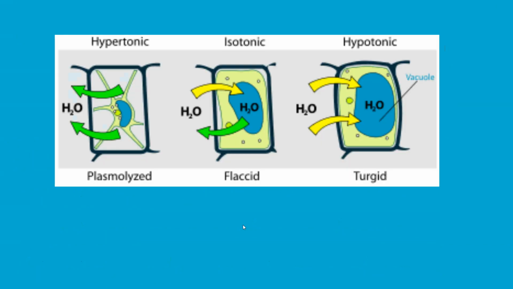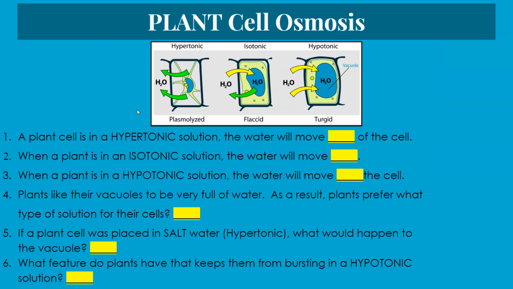Now, plant cells are a little different. Notice in this case, the plant cell seems to keep its shape the whole time because of the cell wall. The cell wall helps maintain its shape. And what's shrinking is the cytoplasm and the vacuole. And so we're going to look at how the plant cell responds to the 3 different types of solutions.